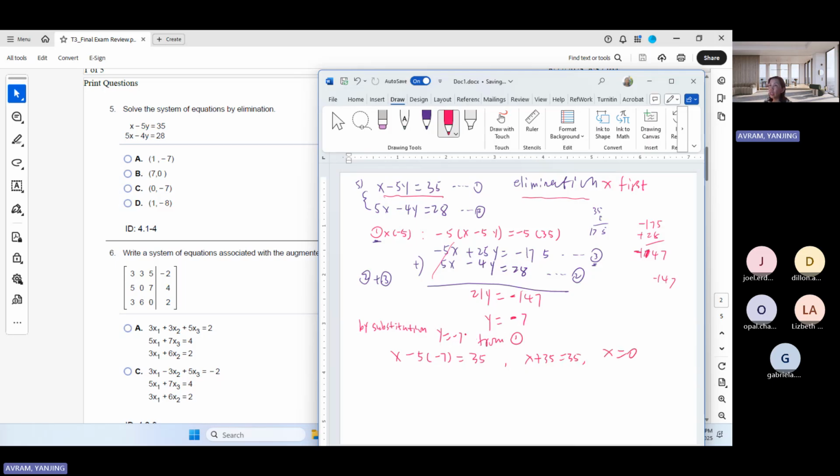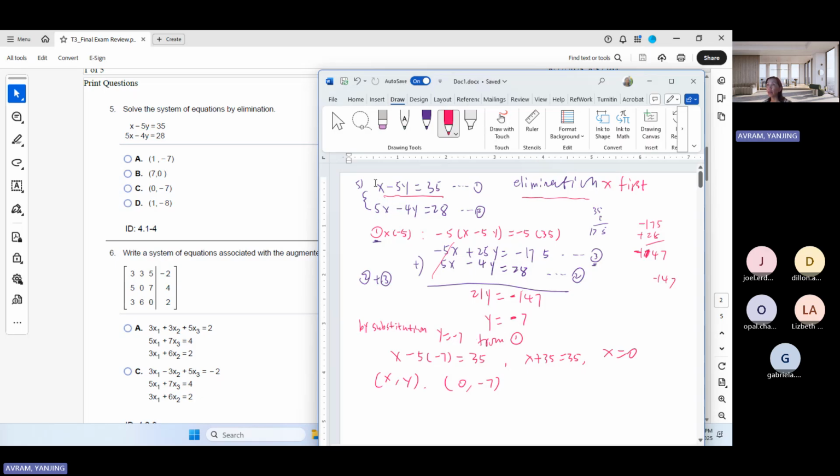All right, so I got this solution. Remember, we always write the x first, x and y. So x is 0, y is negative 7, and then you go find the correct answer. All right, so that is called using the elimination method. Elimination means you make one variable exactly opposite. I'm making x exactly opposite. I have a 1x here, I have a 5x here. So for 1 and 5, the common multiple will be 5.